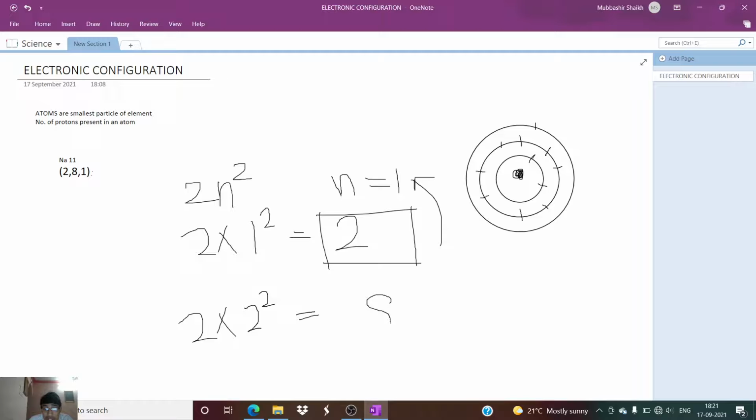So how many electrons can be placed in the second shell? 8 electrons can be placed in the second shell. And in the third shell, we can place how many electrons? 18 electrons. In the fourth shell, how many electrons can be placed? 32 electrons can be placed. Okay, and so on.